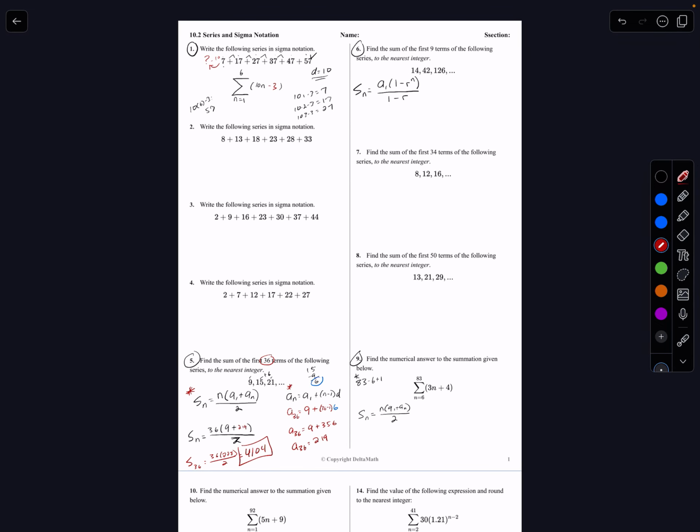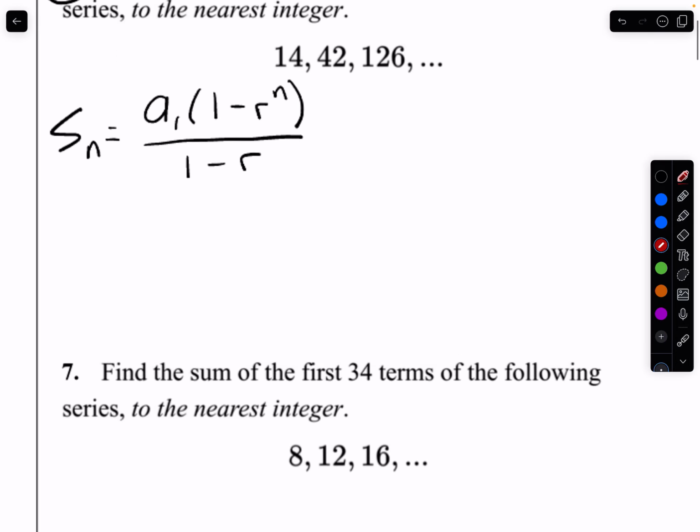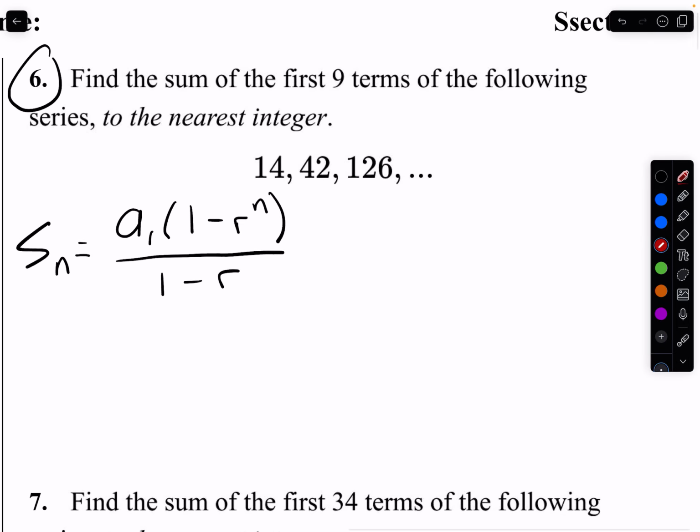Now, what happens over here when we are now dealing with a geometric sequence? You can see right here, what happens is that we are multiplying by 3 each time. If you're not sure, do 42 divided by 14 in your calculator, and you're going to get 3. And then just double check that 42 times 3 is 126, and it is. So I know that the common ratio is 3. So let's see what we can figure out here. We're going to find the sum of the first 9 terms. I know the first term is 14.